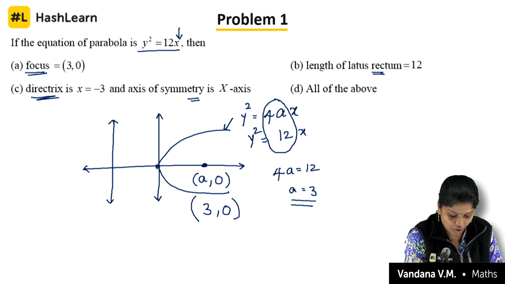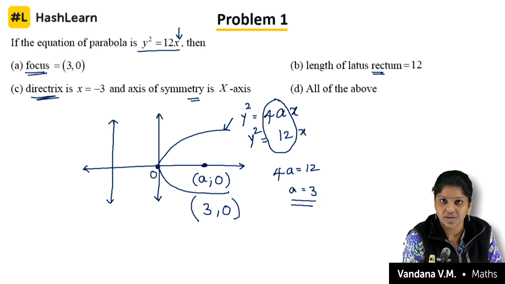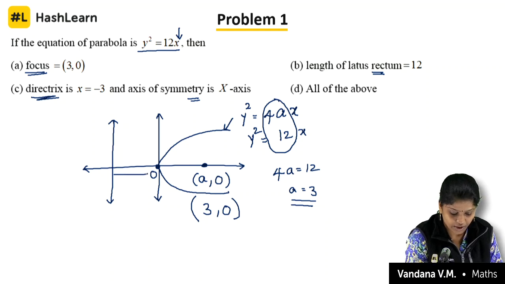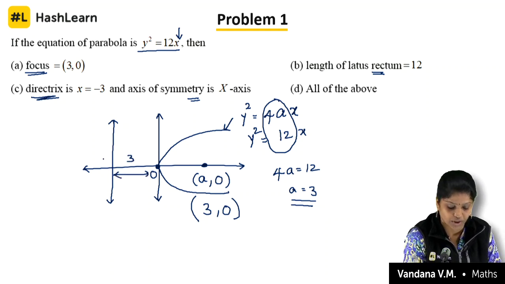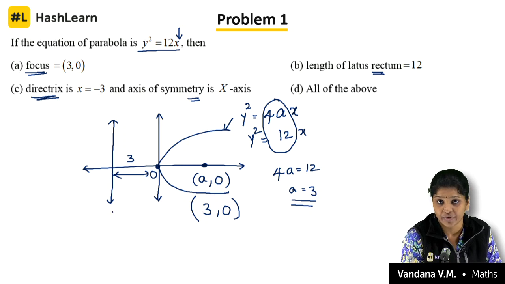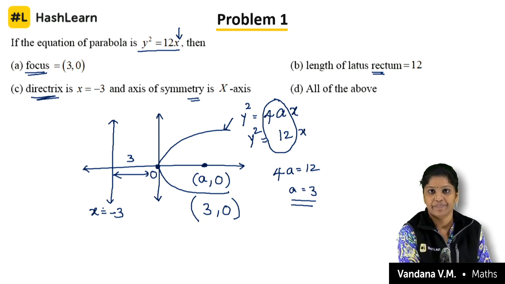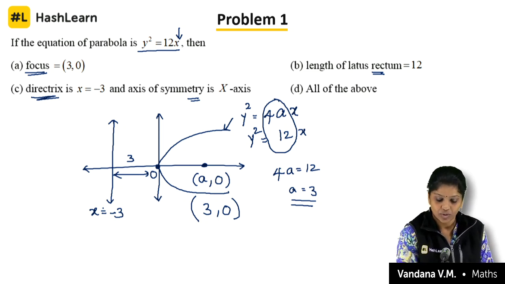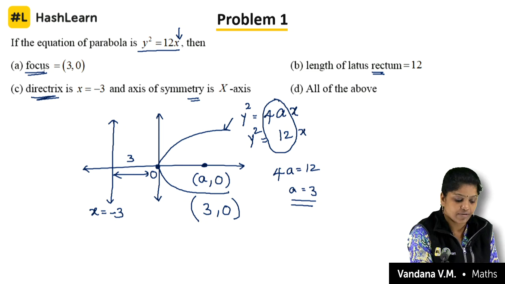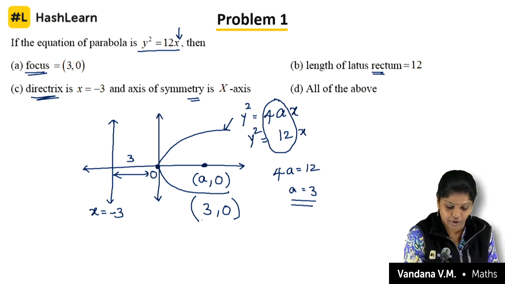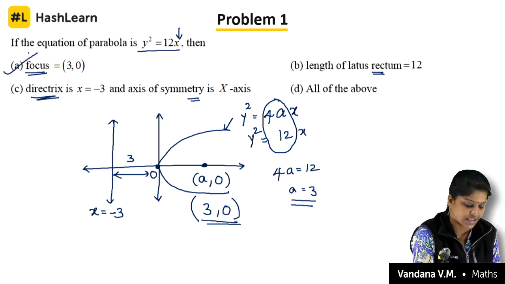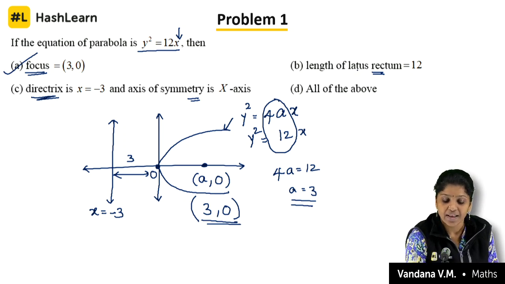From the origin, the distance is 3. So, from here to here the distance must also be equal to 3. But it is on the negative side of the x-axis. So, the equation is x is equal to minus 3. Clear? Now, let us start verifying. The focus is 3 comma 0. Yes, we got the same. Yes, this is correct.